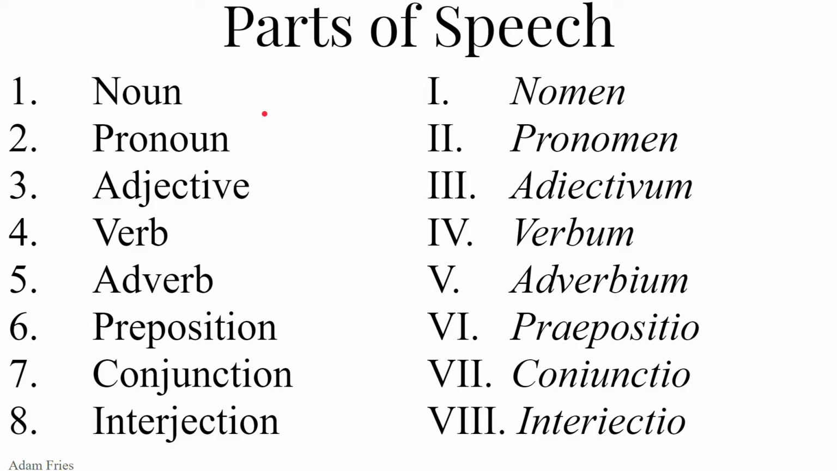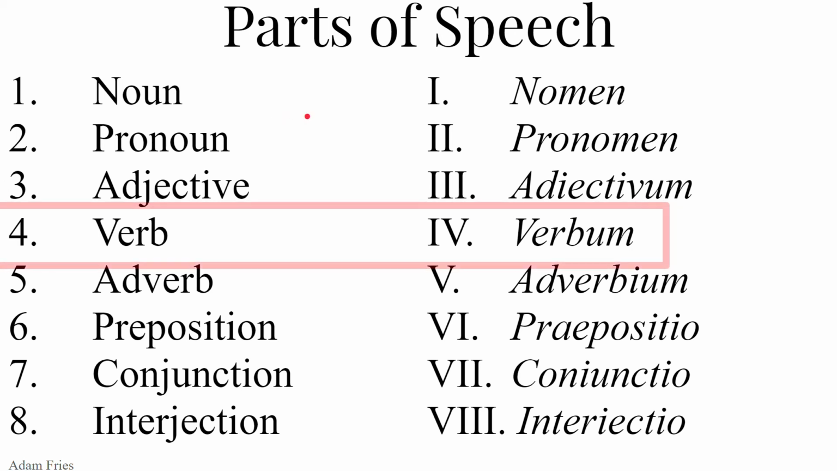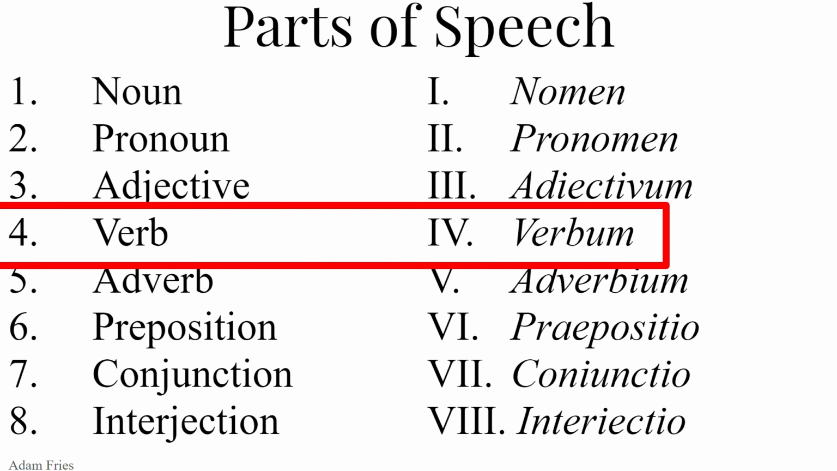Let's review the parts of speech. There are 8. They are the noun, the pronoun, adjective, verb, adverb, preposition, conjunction, and interjection. In Latin, the nomen, pronomen, adjectivum, verbum, adverbium, praepositio, conjunctio, and interjectio. And this lesson will focus, like Chapter 3, on the verbum, the Latin word for word.